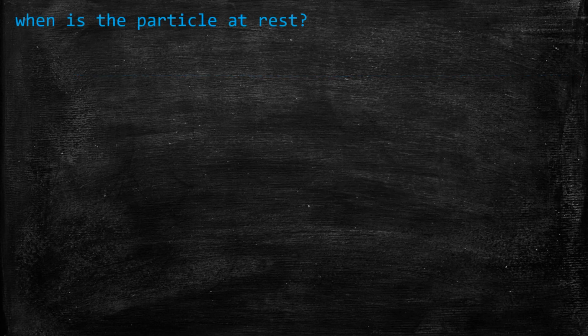So now that we have the velocity function, we can answer a very important question about the motion of the particle, like when is it at rest? So when is it temporarily not moving? That will matter because that will tell us when the particle potentially is stopped or turning around. So that will happen when its velocity is equal to 0.